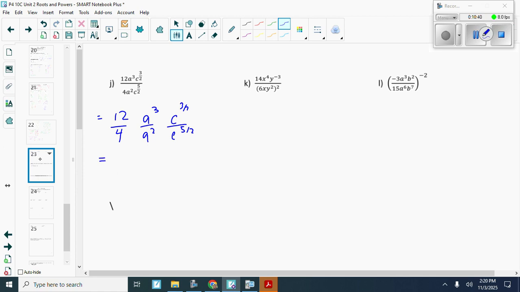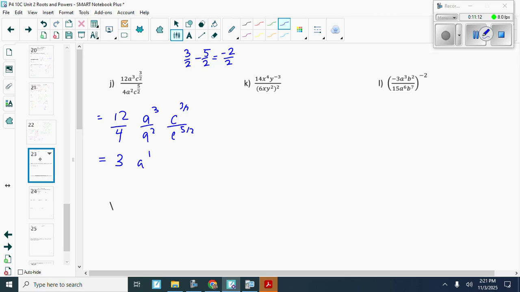What's 12 divided by 4? That one we can do. That one's just 3. When we are doing division, we subtract the exponents. So 3 subtract 2 gives me 1. Now for this one, you might off to the side need to remind yourself: 3 halves subtract 5 halves. 3 subtract 5 gives me -2 halves.